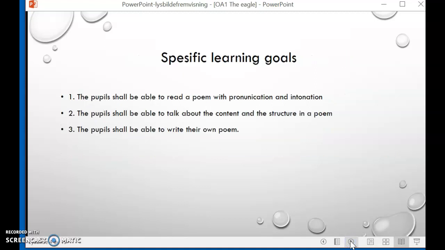From this I have made 3 specific learning goals. 1. The pupil shall be able to read a poem with pronunciation and intonation. 2. The pupil shall be able to talk about the content and the structure in a poem. 3. The pupil shall be able to write their own poem.